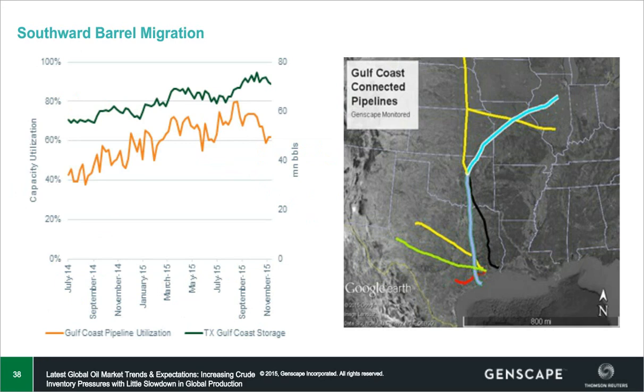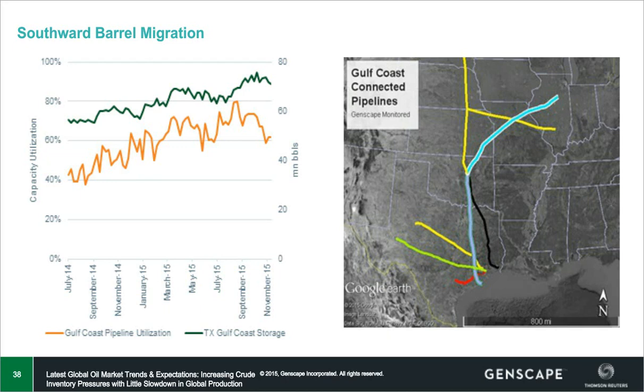We initially, after summer, started seeing a real migration of that inventory from the Midwest and Canada coming down to the U.S. Gulf Coast. Most of that has, of course, come through the pipelines. We saw draws in Cushing. We saw draws in Canada. We saw build in the U.S. Gulf Coast.